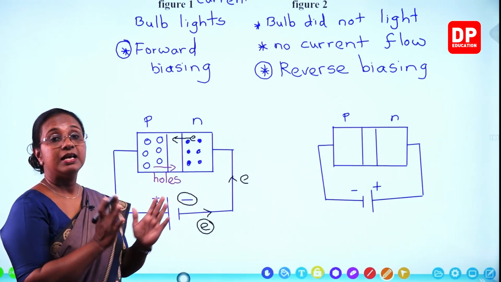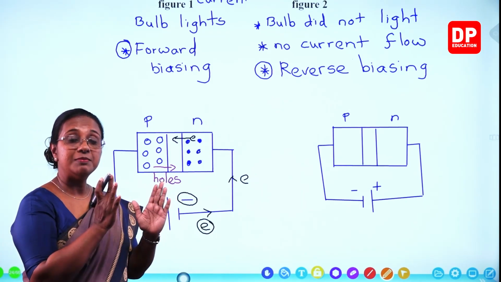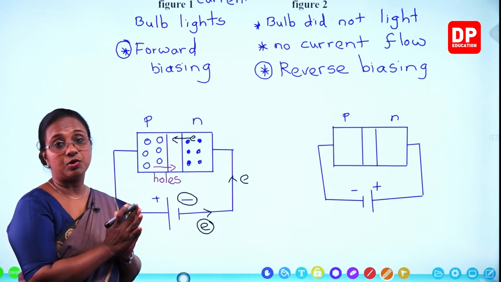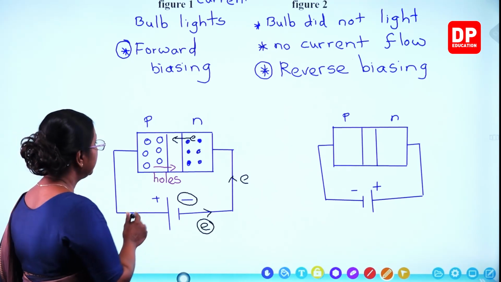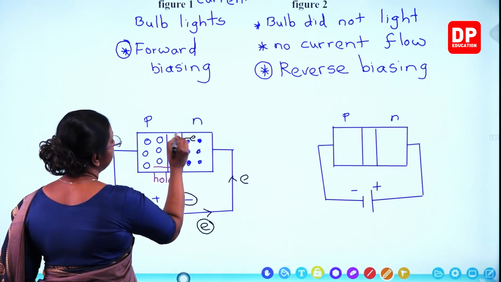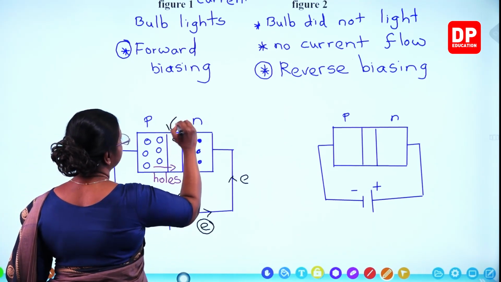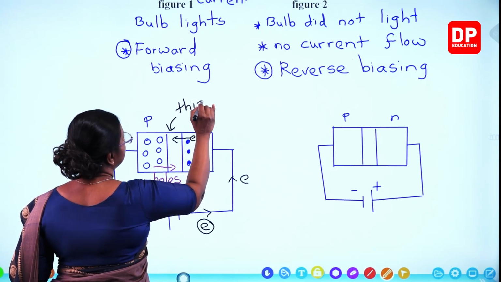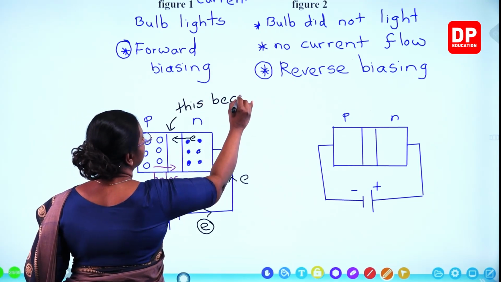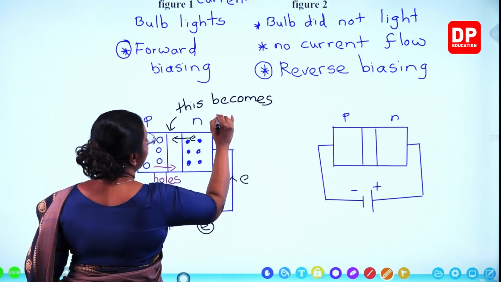Because of that, the depletion region will become smaller and smaller. So here, this region becomes smaller.